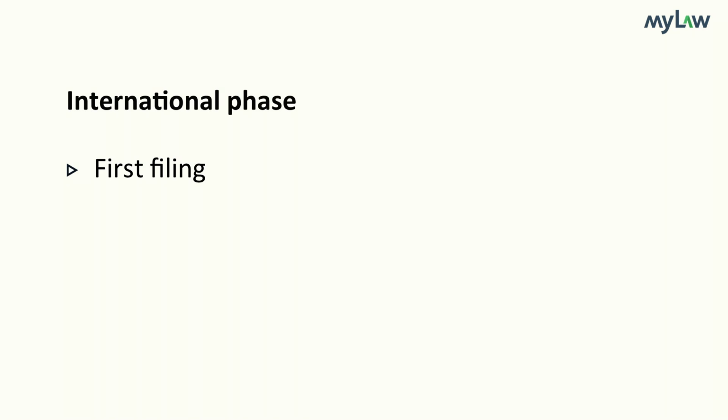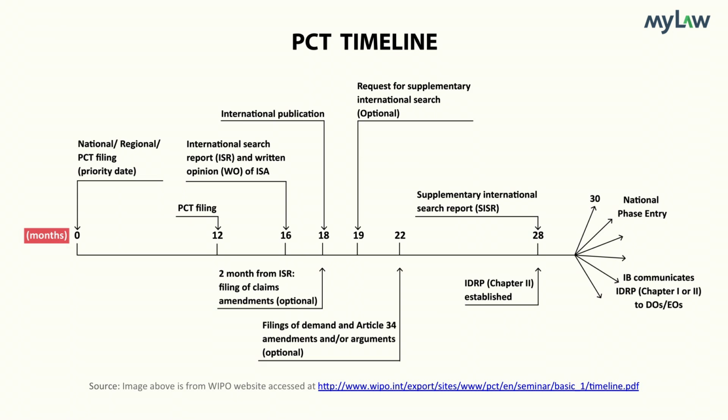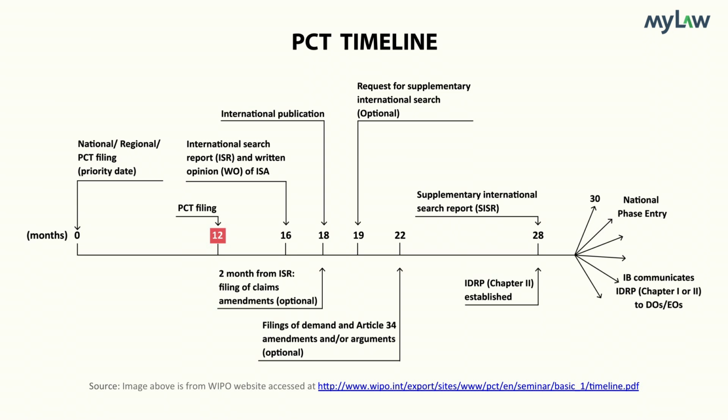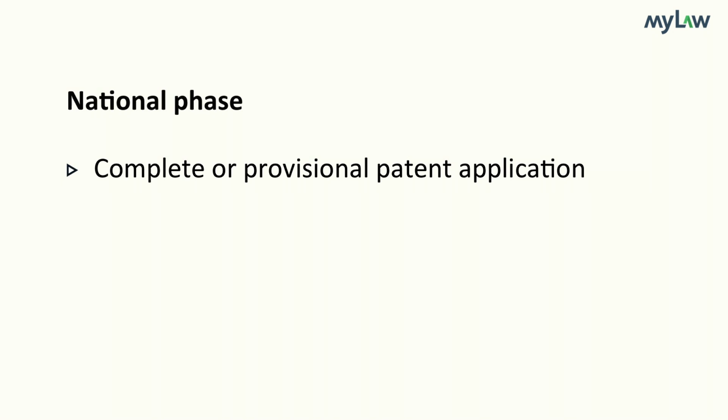In the international phase, either a PCT application can be filed as the first filing, as shown in the graph, or within 12 months of national or regional patent application filing. As shown in the graph, a national filing can be a filing of a complete or provisional patent application. Please note, a regional filing applies to the European Union or the African regional patent application.